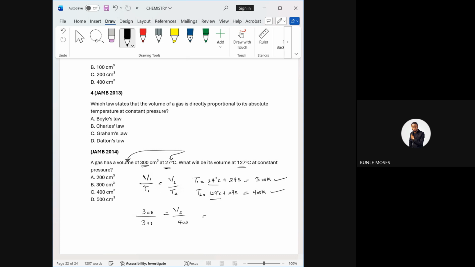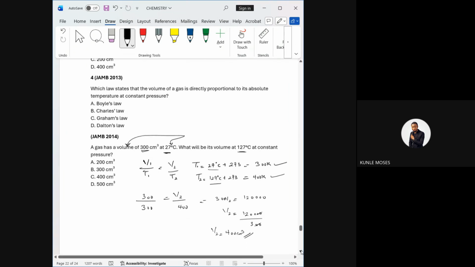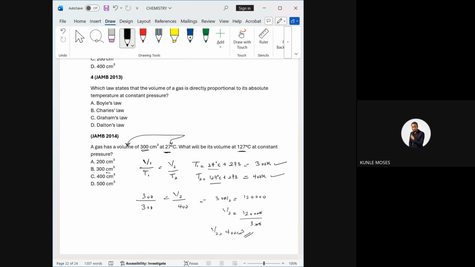Then we cross multiply. That would be 300 V2 is equal to 300 times 400, which is 120,000. Then you find your V2. Your V2 is equal to 120,000 over 300. So that will give us 400 centimeter cube. It simply means our V2 is 400 centimeter cube. Is that taken? So that means the answer is C.